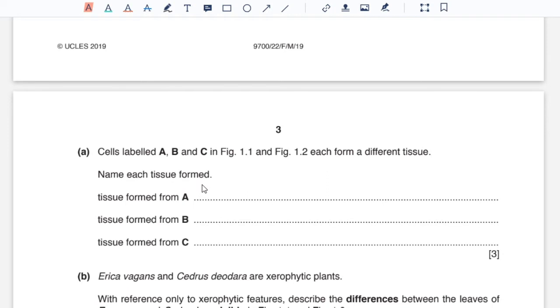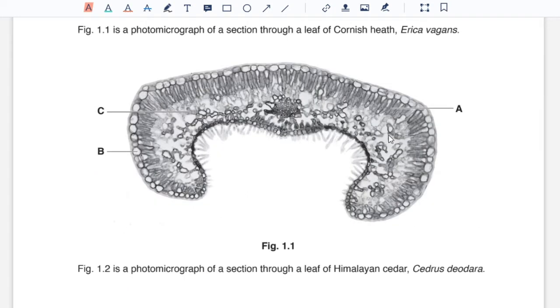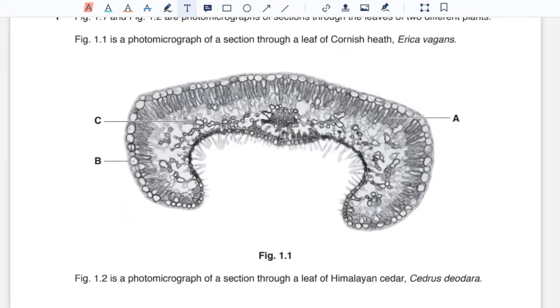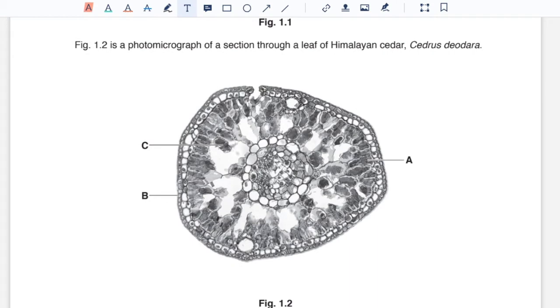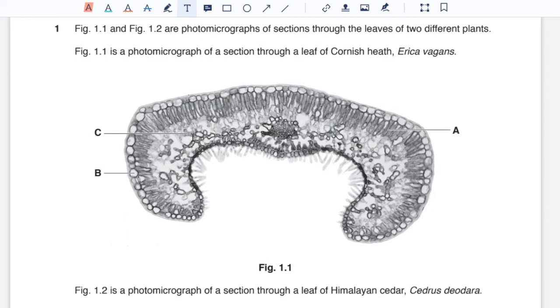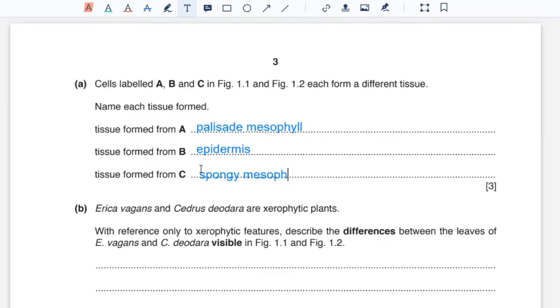Name each tissue formed. So tissue A is just below the upper epidermis, so it would be palisade mesophyll tissue. Whereas B in Figure 1.1 is just below the waxy cuticle, so it would be the upper epidermis. And so is B over here, the upper epidermis. Similarly, C in Figure 1.1 and 1.2 would be the spongy mesophyll cell.